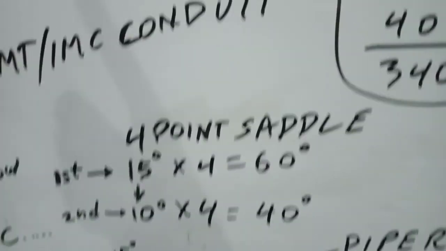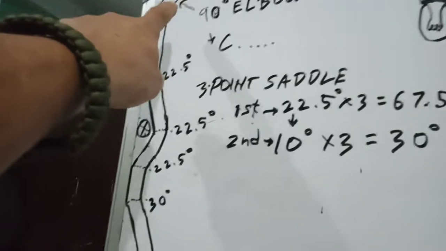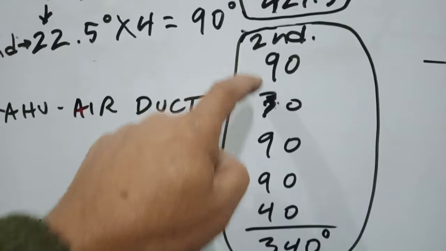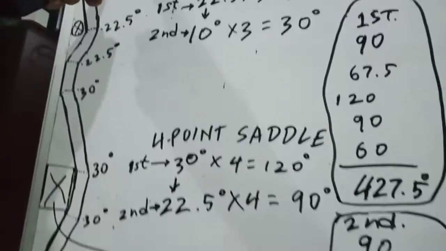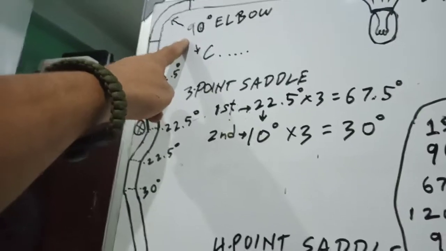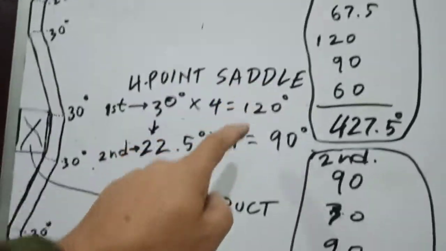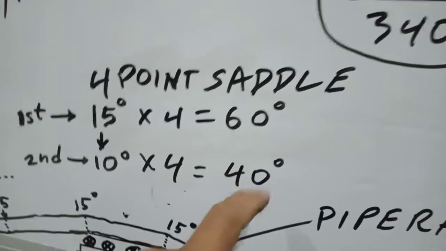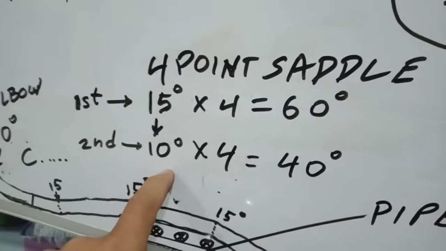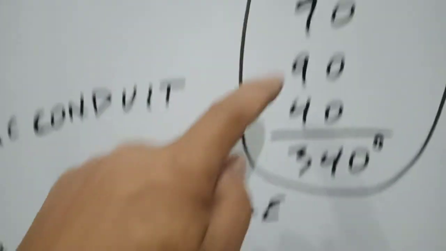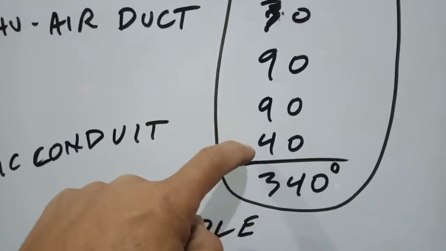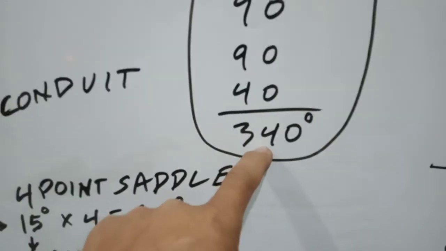Oh, so if we add from this point up to this point, okay, 90 plus 30, plus 90, plus 90, plus 40, because 10 degrees times 4 is 40. So 90 plus 30 plus 90 plus 90 plus 40, only 340 degrees.